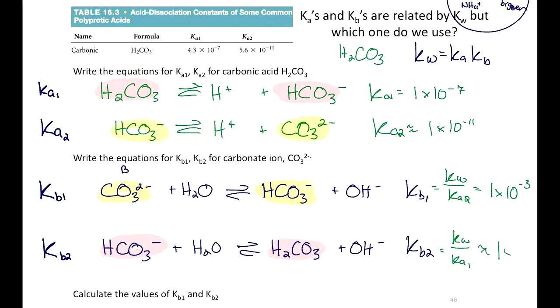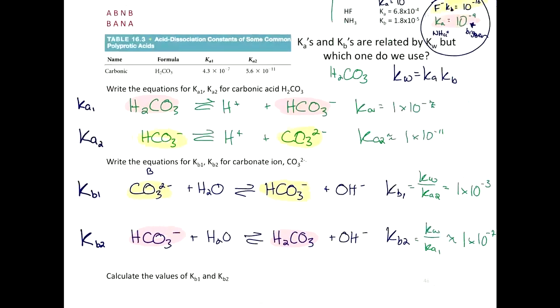And so let's estimate what Kb2 is. It's about 10 to the negative 7. Again, I'm just looking at the exponents and thinking, how do they add up to negative 14? So which one is the stronger base, carbonate anion or bicarbonate? It's going to be carbonate. This one's the better base because its Kb value is larger.